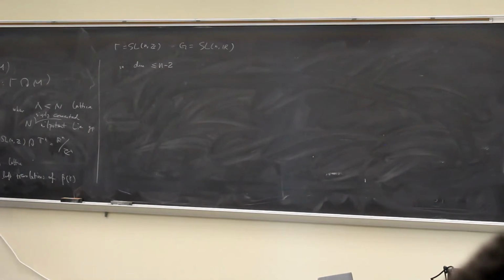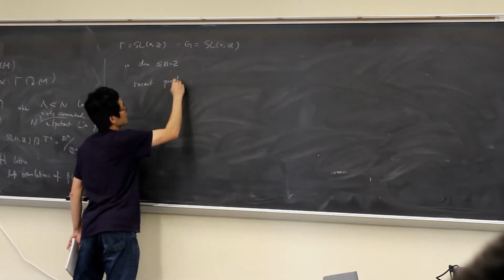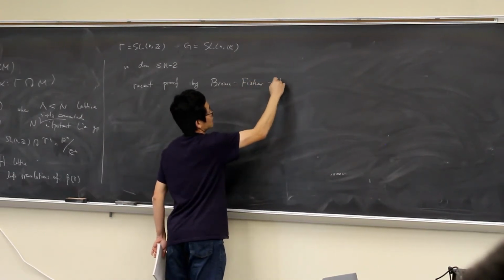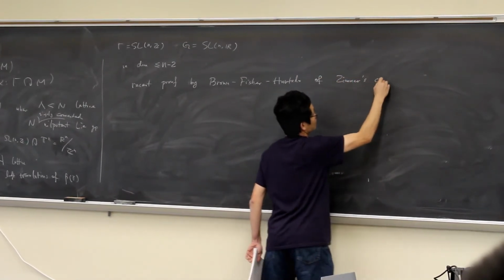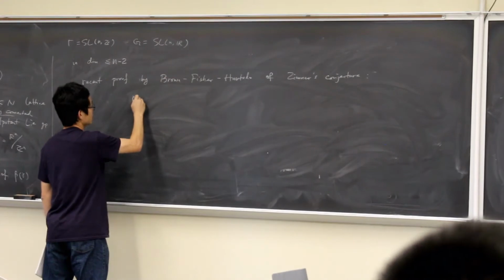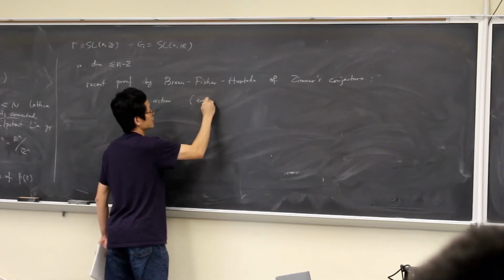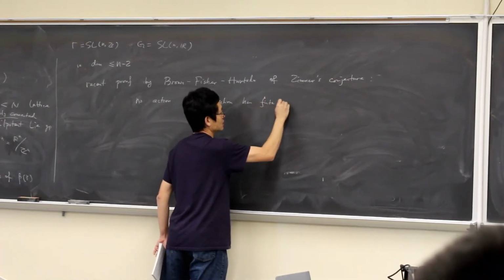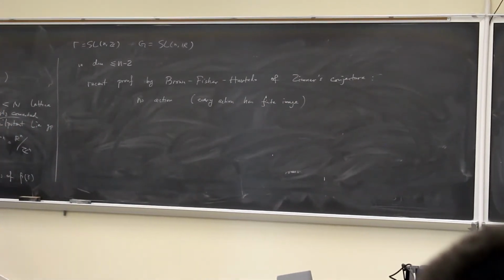When the dimension is up to n minus 2, this is a recent proof by Brown, Fisher, and Hurtado of Zimmer's conjecture. And it states that there is no non-trivial action. So every action has finite image. So gamma can only act through a finite group.